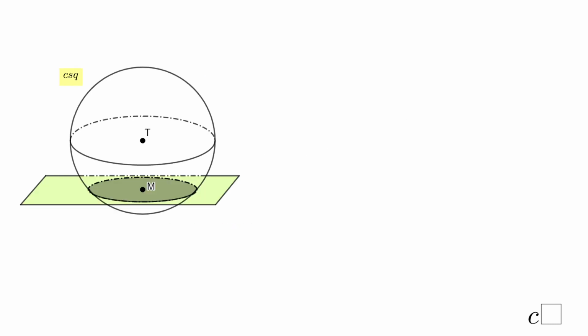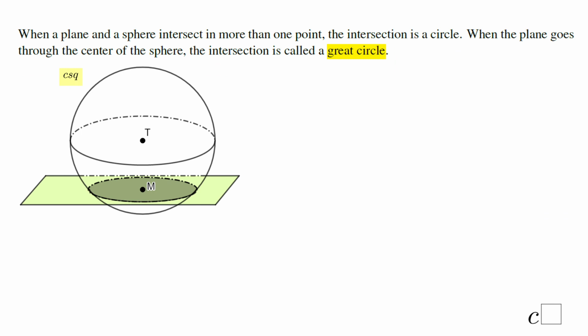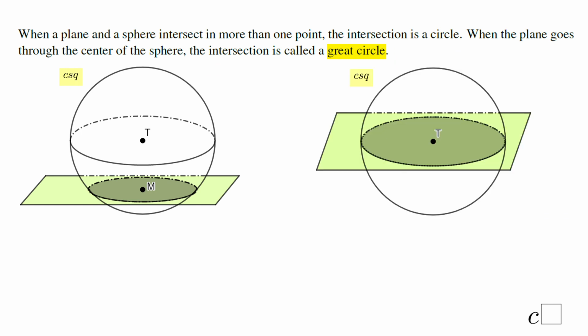This is a cross section. I'm going to talk a little bit more in another lesson. A plane cutting a sphere, and you see you get another circle, a small circle here. But whenever that plane goes through the middle of the sphere, through the center, you get what is called a great circle.